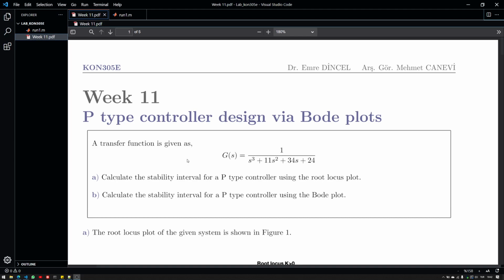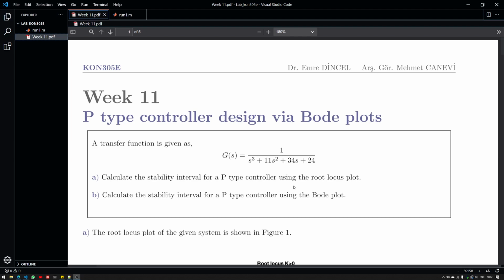So in this lesson, we will try to dive deep into the calculation part, how to calculate it and what methods are available to us. Now, as you can see here, we have the root locus plot. So the root locus method to calculate the p-type controller stability bounds, and then there's also the Bode method, the frequency method. So we will be focusing on both of them and compare them.